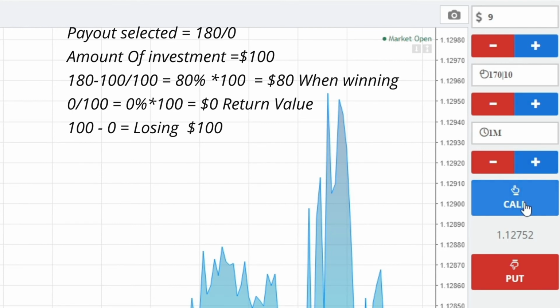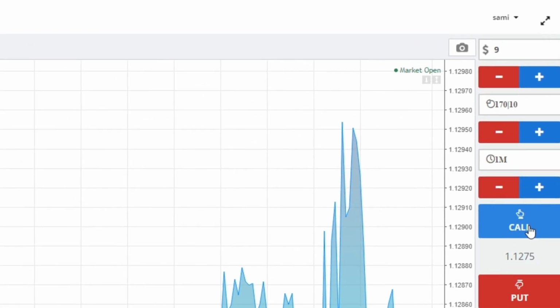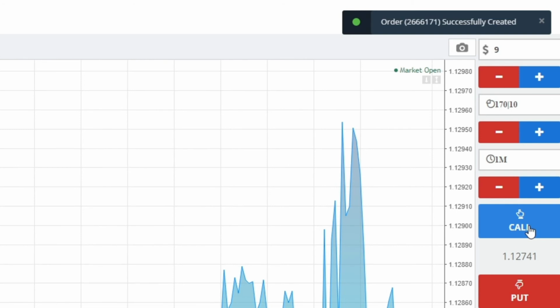If you're expecting the price to go upwards, click on call, and if you're expecting the price to go downwards, click on put.